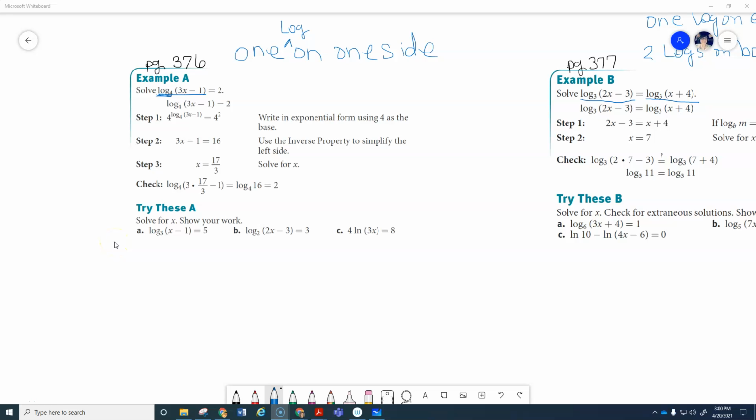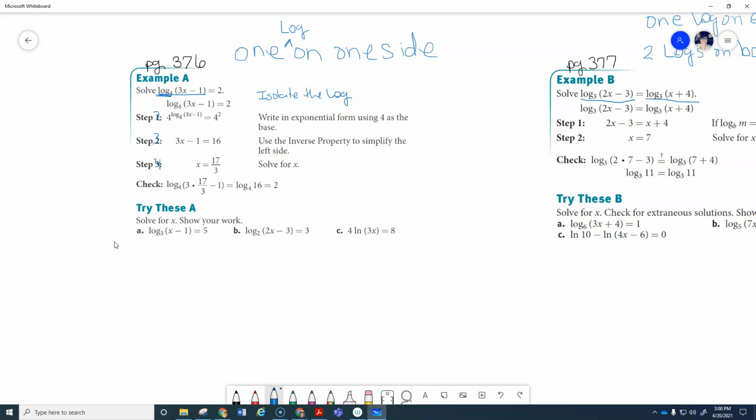Okay, so they've given us 3 steps. One thing that I would probably add, I'd make it a step 1, and then make this step 2, step 3, step 4. My step 1 would be to isolate the log. That I would add as step number 1.